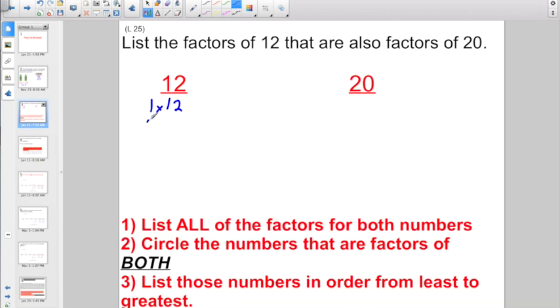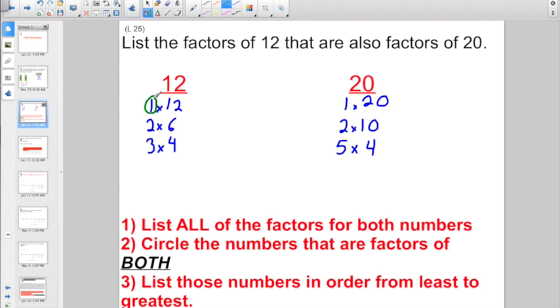12 is an even number, so I know 2 can be a factor. 2 times 6. And if I use my divisibility rules, 1 plus 2 equals 3, so I know that 3 could be a factor, right? 3 times 4 will also give you 12. So let's go ahead and do the same thing over here on 20. I have 1 times 20. It is also an even number, so I know 2 can be a factor, so I'm going to go 2 times 10. And using my divisibility rules, it ends in 0, so 5 can be a factor, right? 5 times 4. So I think I have all my factors of 12 and all my factors of 20.